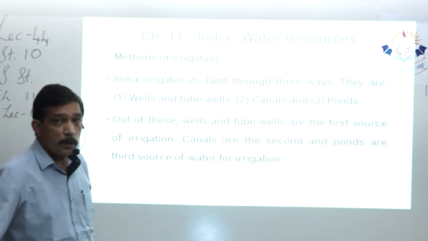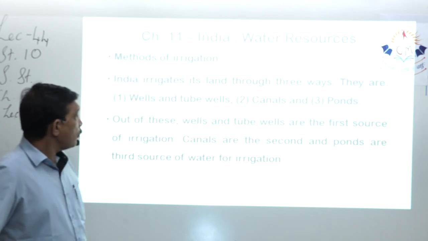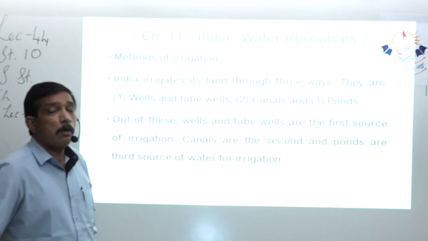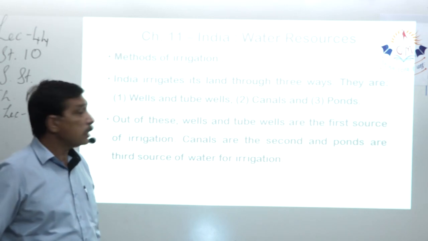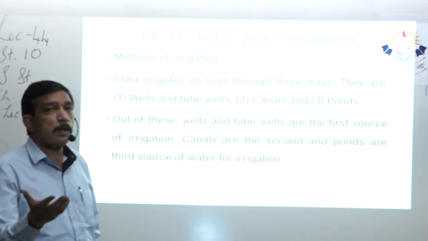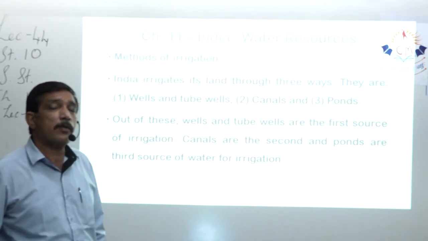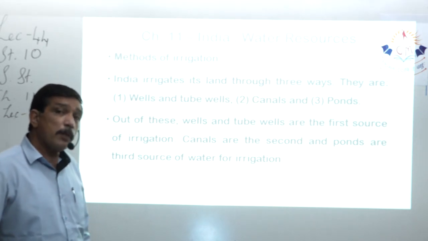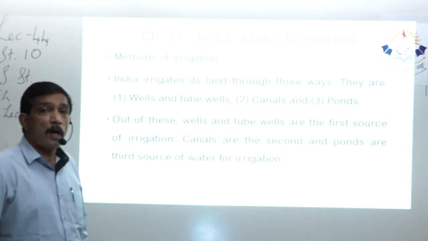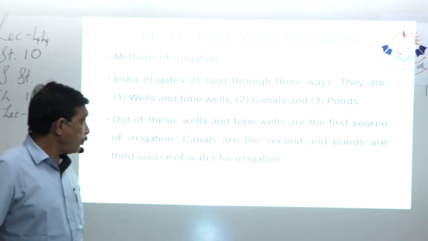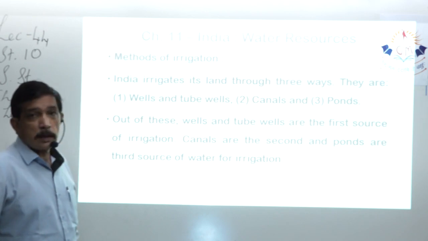So wells and tube wells are the first source of irrigation. Maximum usage of underground water by the farmers is done with the help of wells and tube wells. Now all this knowledge comes from the surveys taken from time to time all over India, on which method the farmers use most for irrigating the crop. Canals are the second source.